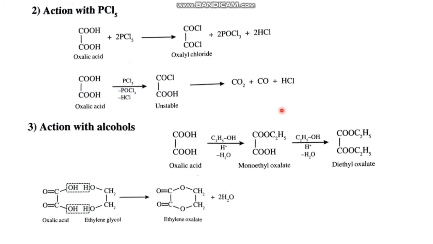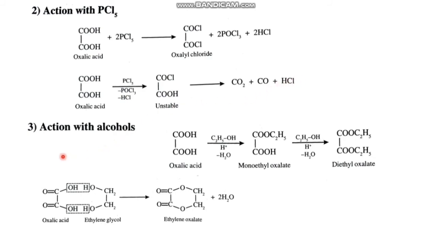this is probably due to the instability of its monoacid chloride derivative, that is this one, COCl. This is unstable, so it suddenly decomposes into carbon dioxide, carbon monoxide and HCl.